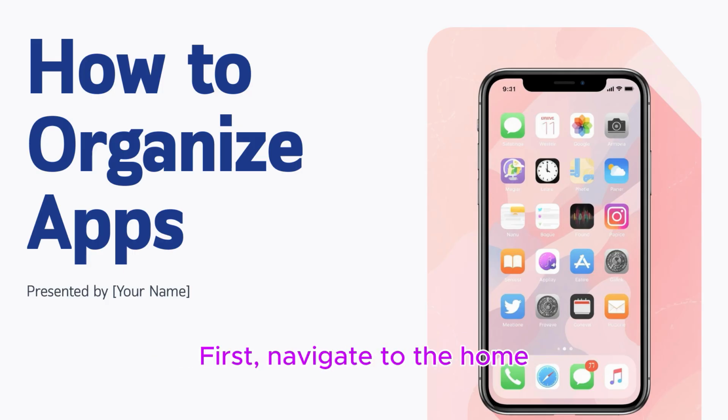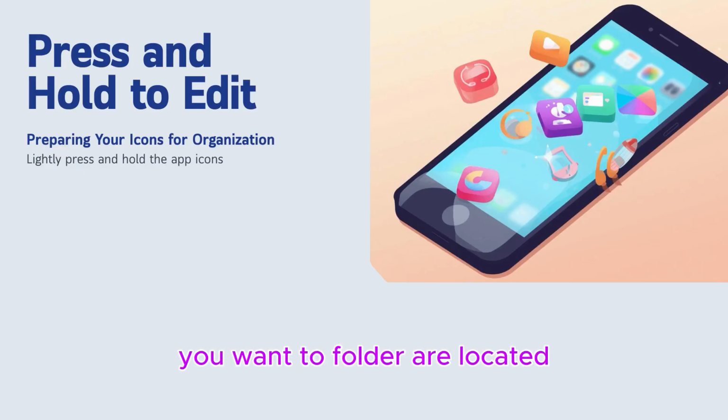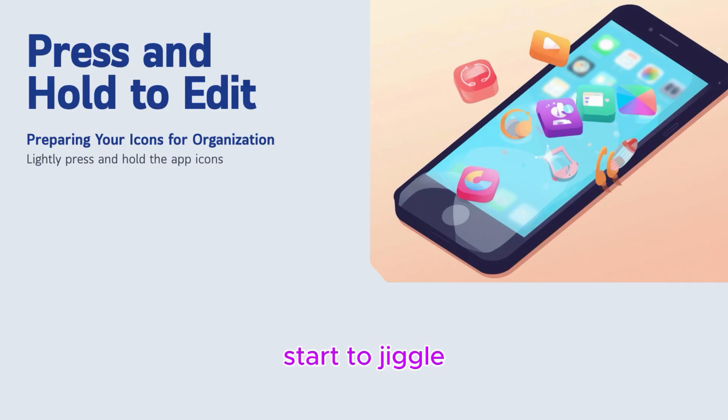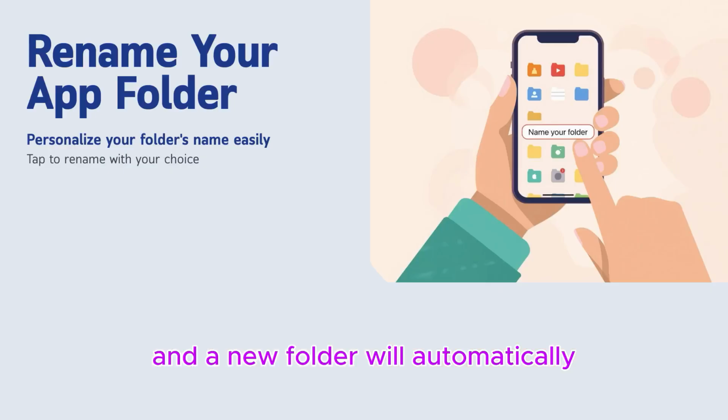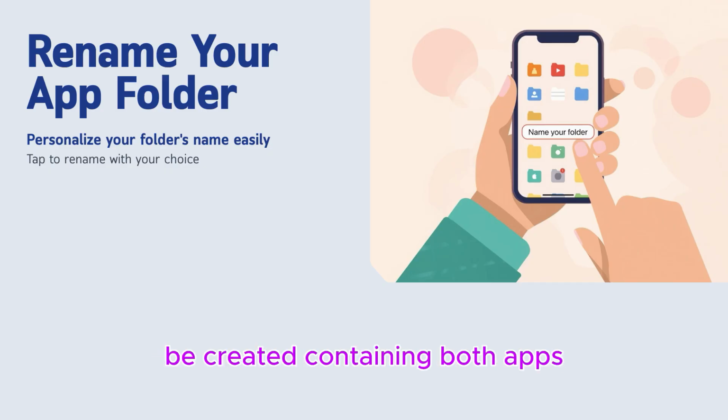First, navigate to the home screen page where the apps you want to folder are located. Press and hold lightly on any app icon until all the icons start to jiggle. While they are jiggling, drag one app icon directly on top of another app icon you want to group it with. Release your finger, and a new folder will automatically be created containing both apps.